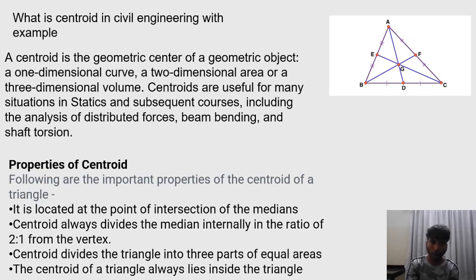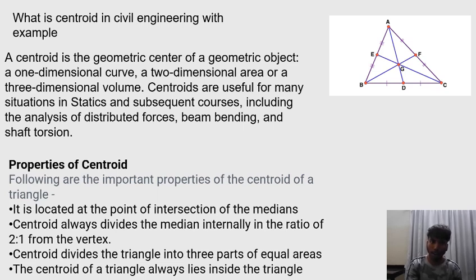It is located at the point of intersection of the medians. The centroid always divides the median internally in the ratio of 2:1 from the vertex. The centroid divides the triangle into three parts of equal areas. Not only a triangle, it also applies to certain objects like a square, rectangle, semicircle, and pyramids in certain civil areas. The last point is that the centroid of a triangle always lies inside the triangle.